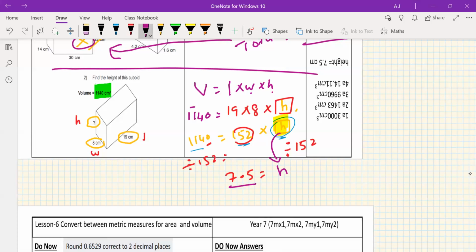And also we can double check whether your answer is correct. Volume is equal to length, we know 19, times width, we know 8, and the height we just worked out, 7.5, and you will get exactly 1,140. Make sure you don't forget to put centimeters cubed. That is a must. So 7.5 times 8 times 19, you will get 1,140, which is what they've given here. So in this question, you need to work out the height.